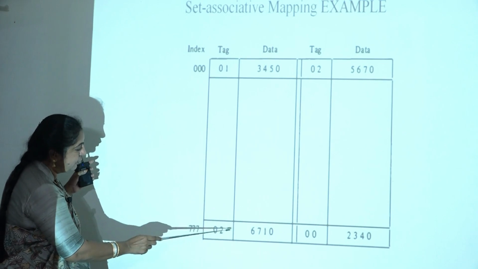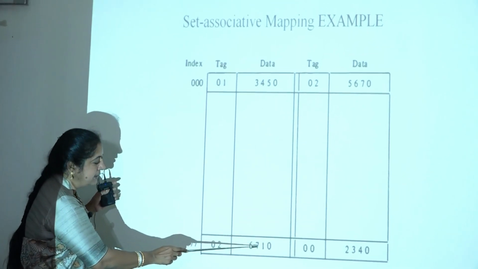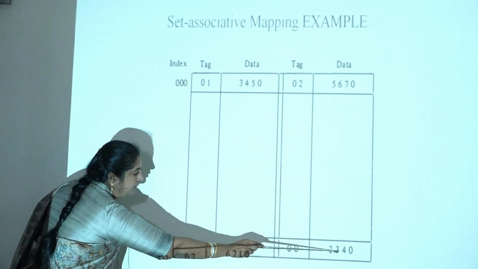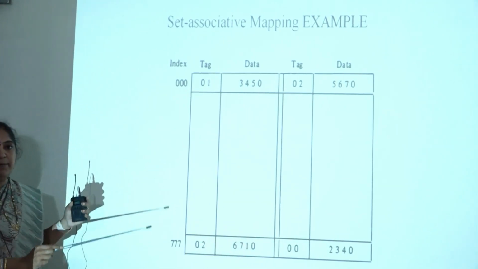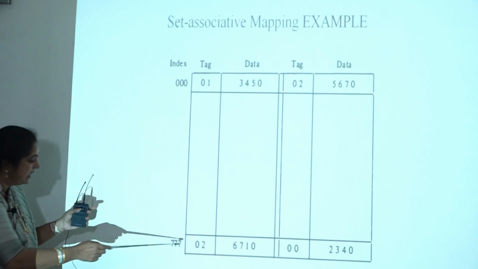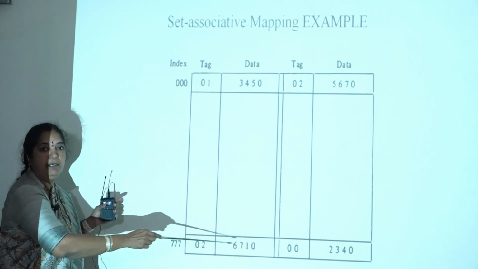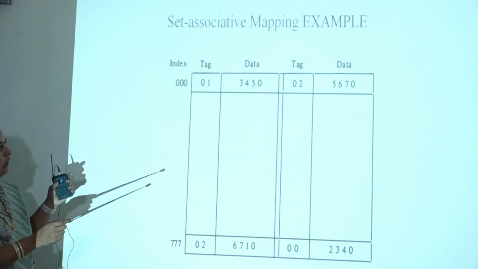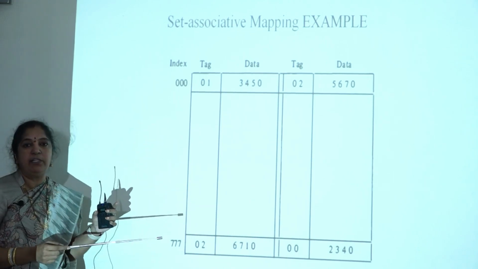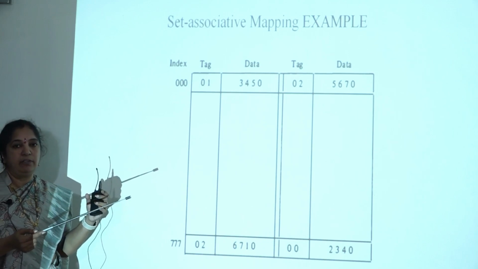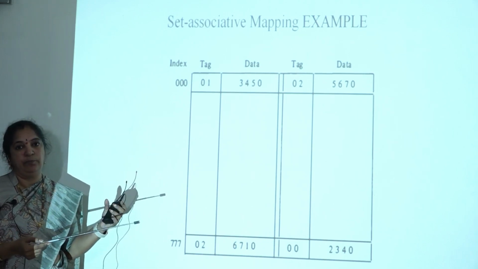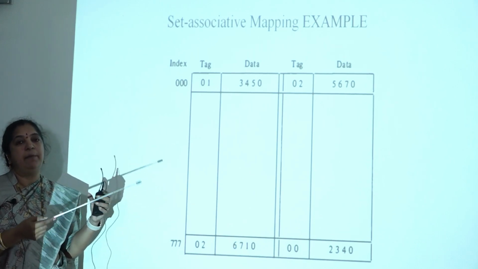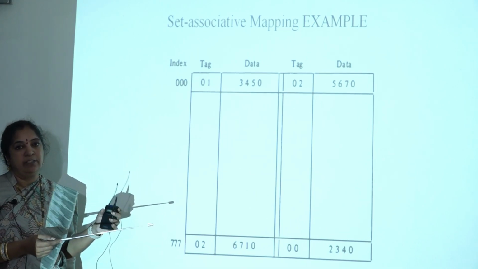If the tag is 02, it gives the word 6710. If the tag is 00, it gives the word 2340. So simultaneously, based on the index, we can store multiple tags. So in cache memory there is a possibility of getting the maximum hit ratio, and getting the maximum hit ratio leads to high performance of the processing. So that is the thing.